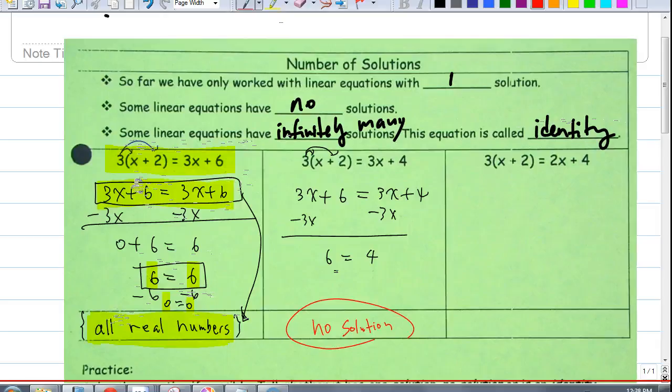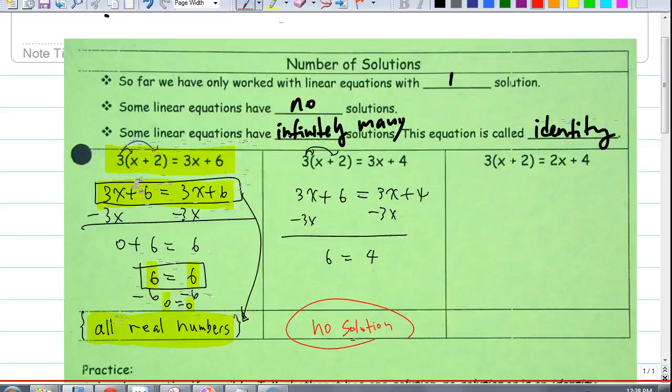So how many people thought that you always get a solution when you solve? I did. But is that true? No, there are some equations where you cannot solve. No matter what you plug in for x, the left side would never equal the right side. So therefore, that one has no solution. Is that okay? All right, then let's look at the third example.